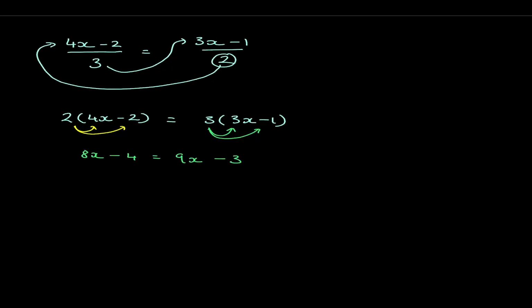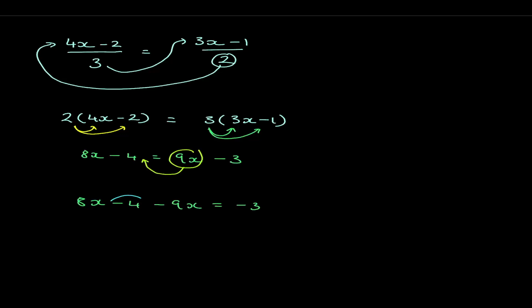Okay, next we want to bring x's on one side and pronumerals on the other side. So this 9x, it's positive on this side, so let's bring it to the left. So all my x's are on the left, and so it will be negative. So the left hand side is 8x take 4, take 9x, and it equals to neg 3.